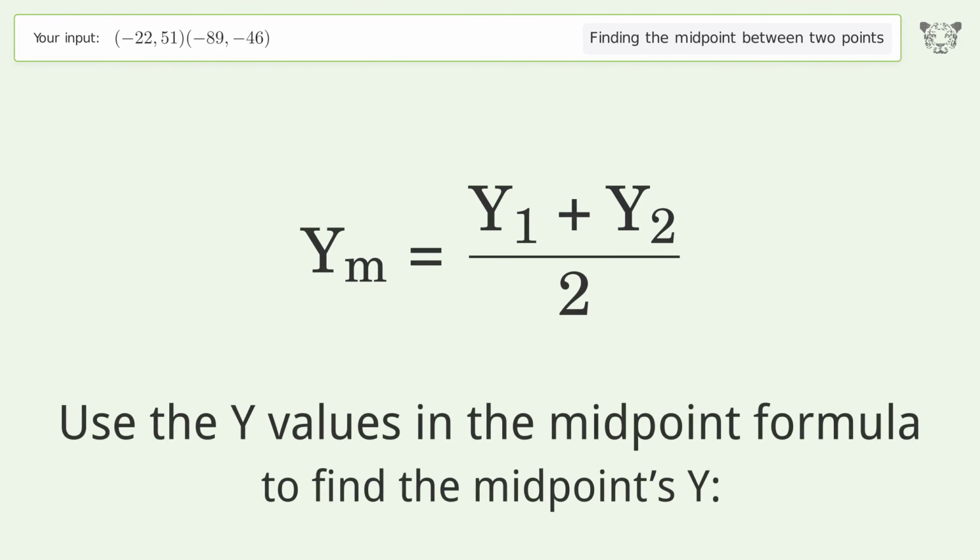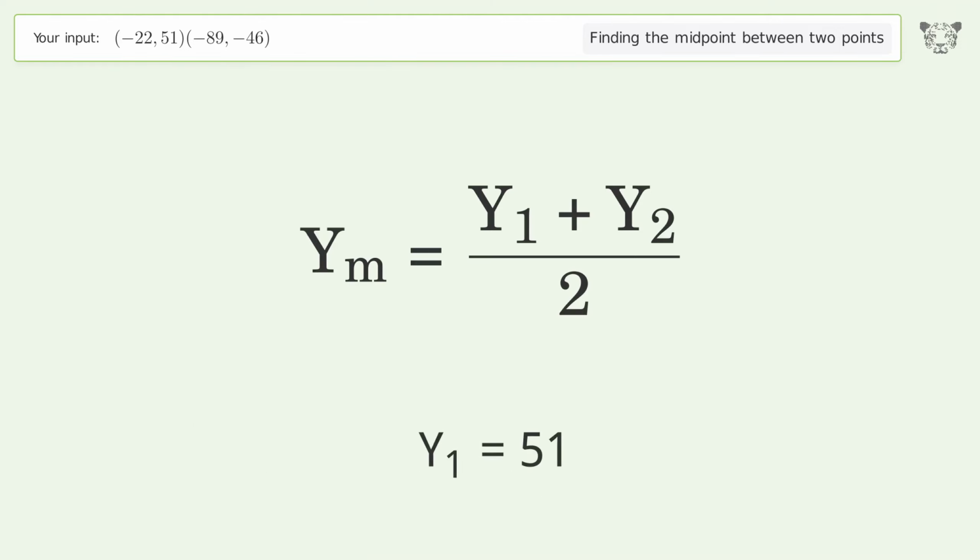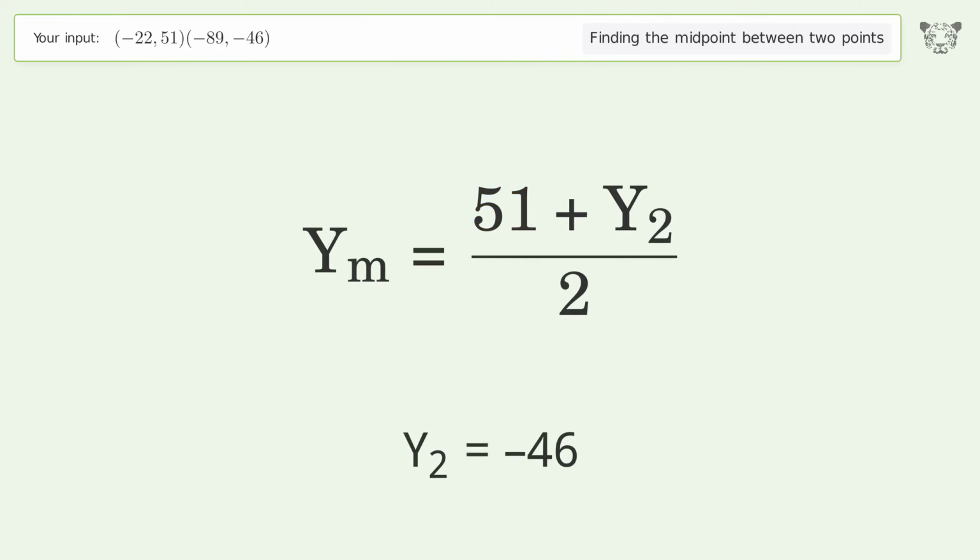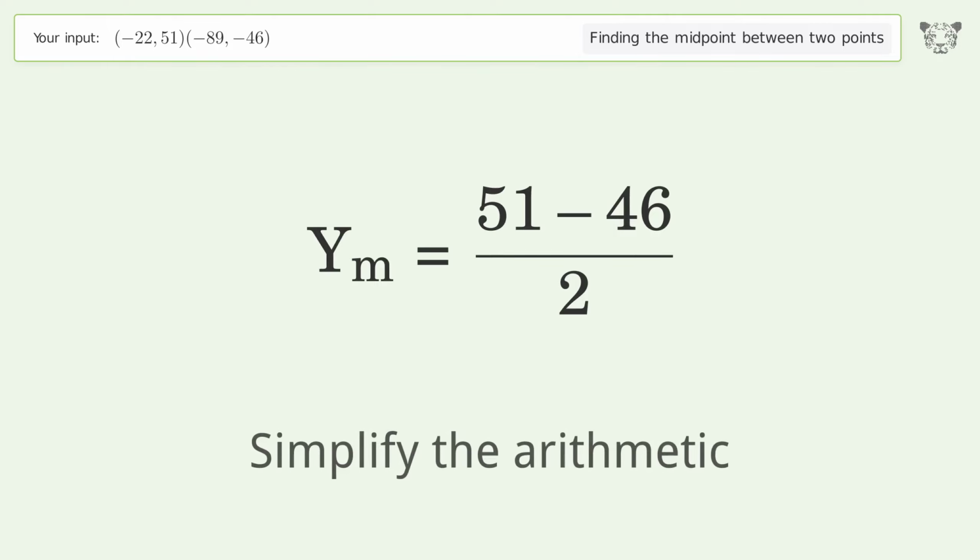Use the y values in the midpoint formula to find the midpoint's y. y1 equals 51. y2 equals negative 46. Simplify the arithmetic.